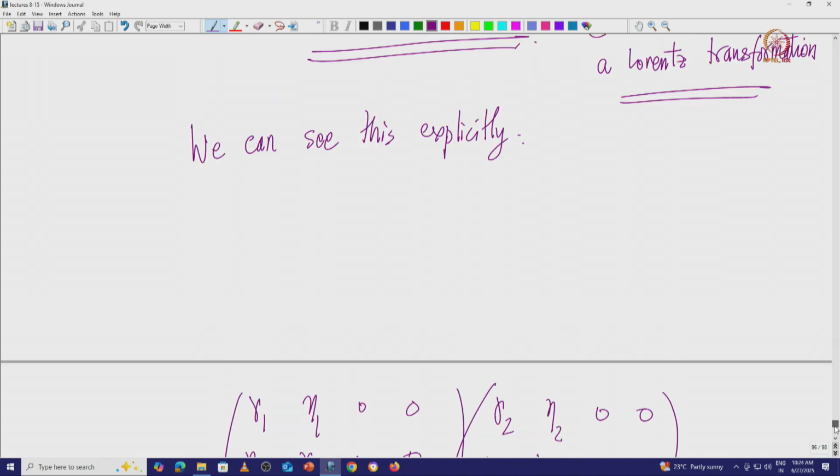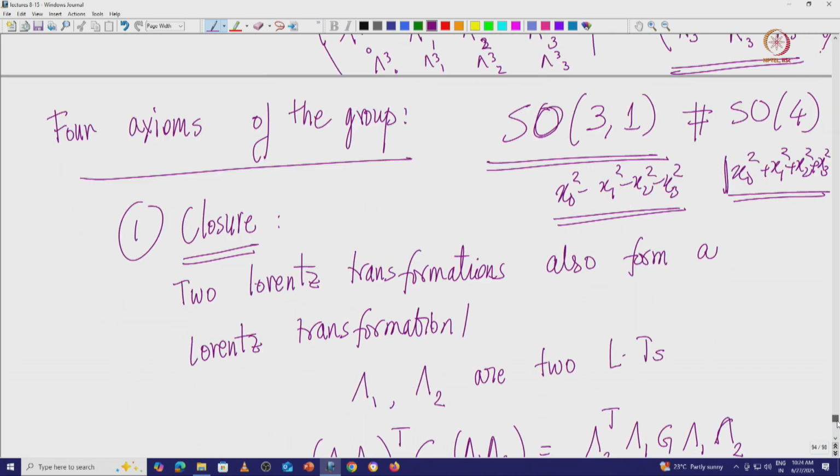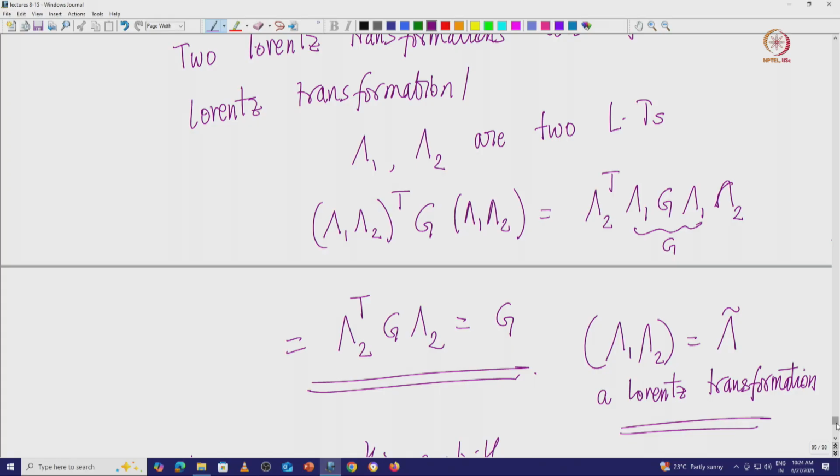So essentially you can play around with it, and of course it is a tedious exercise to show, but if you do it the way we have done so far, which is simply to show the condition that the metric is invariant, it's obvious that they all form Lorentz transformations. So that is the power of group theory in some sense. Essentially that's the power of group theory.